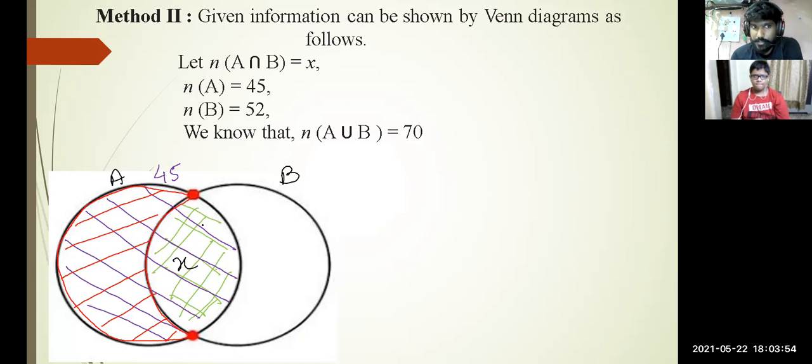What you said is correct. The red portion is only those people who like to play only cricket. This is correct. But how will you write it in terms of mathematics? Mathematically, how will you write it?